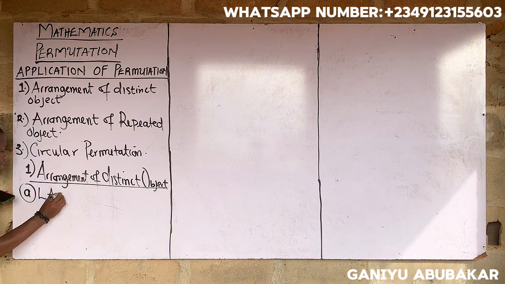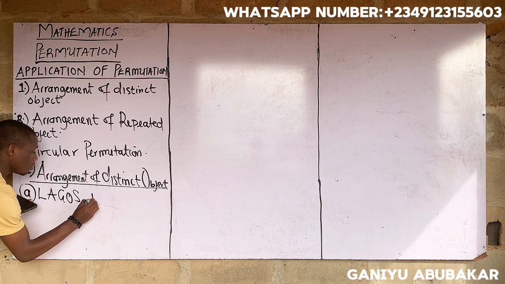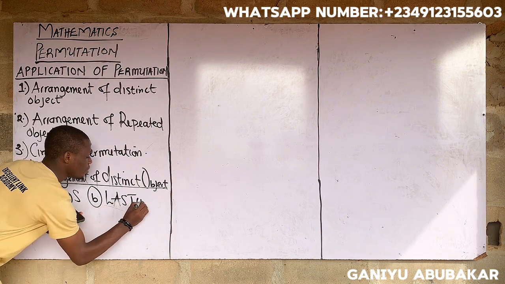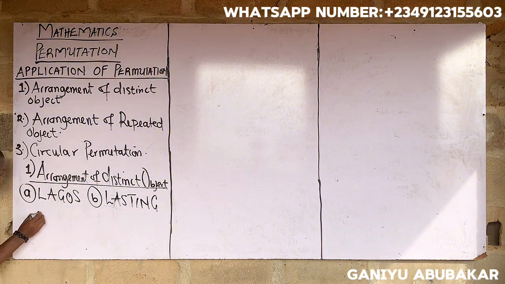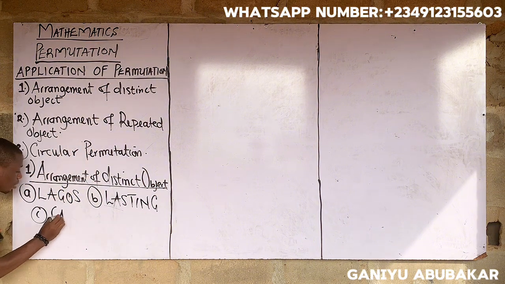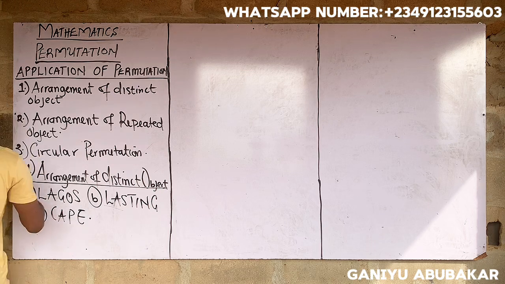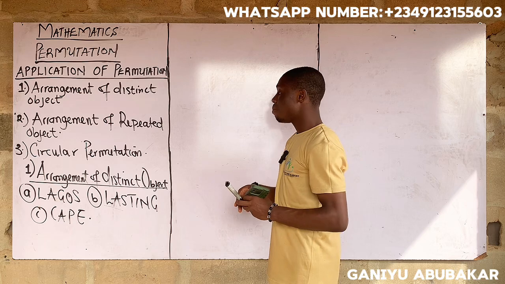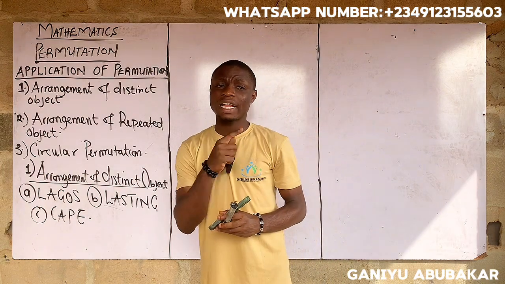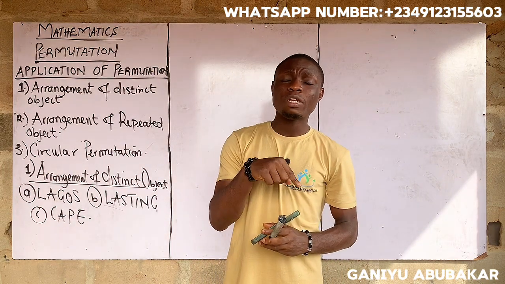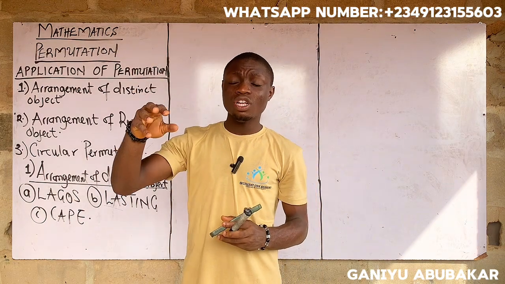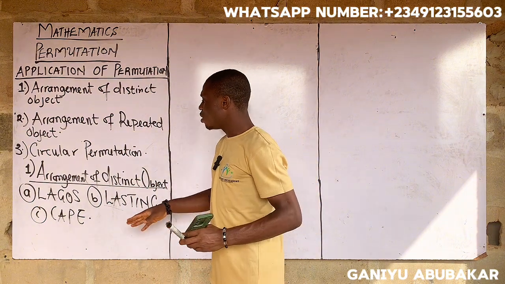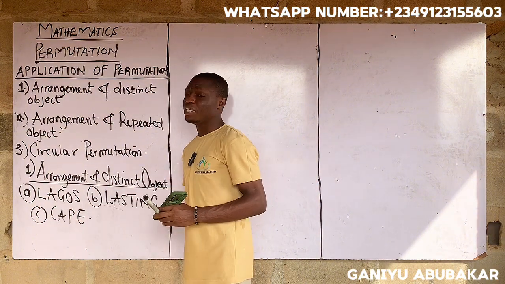Number one, I have Lagos. B, I have Lasting. And C, I have Cape. All right, look at it, please. The question says, in how many ways can the word be arranged? By the way, when you hear the word arrangement, we said last class when we discussed the introduction to permutation, permutation actually deals with the word arrangement. So when you hear the word arrangement, don't stress, it's just permutation. So in how many ways can these three words here be arranged?